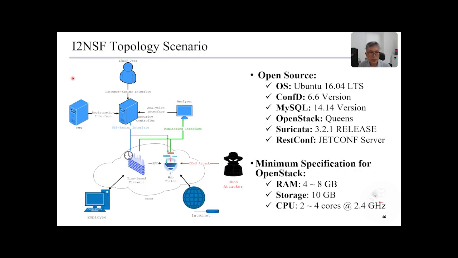And this shows the I2NSF topology. I2NSF user, and this is security controller, this is DMS server, this is I2NSF analyzer. We have two security functions, time-based firewall and web filter. And this is the DDoS attacker. This is the open source for our system environment, and this is the minimum specification for OpenStack.